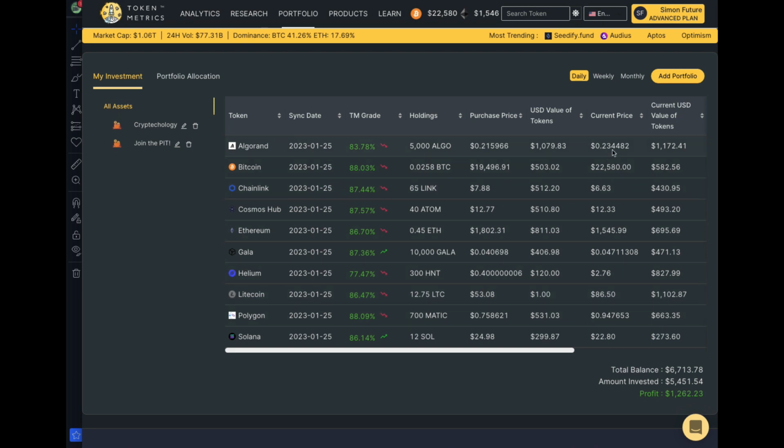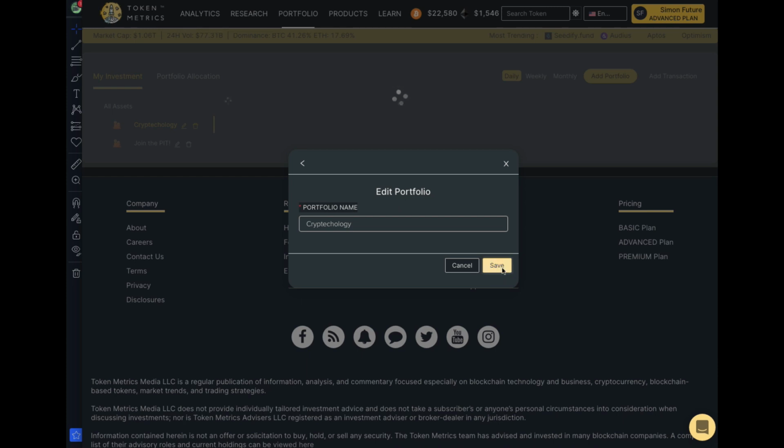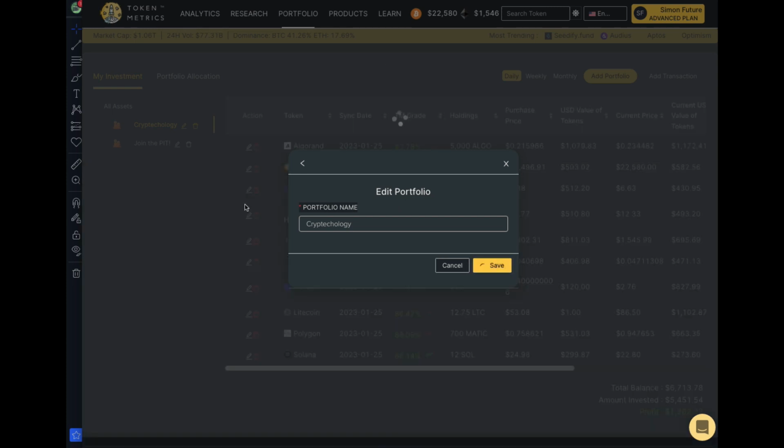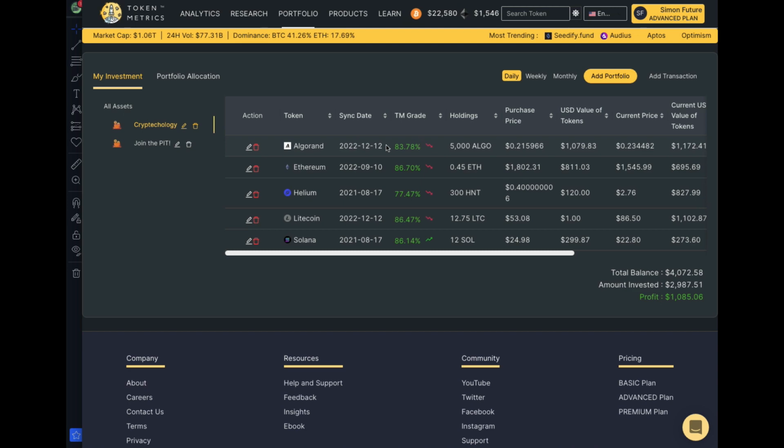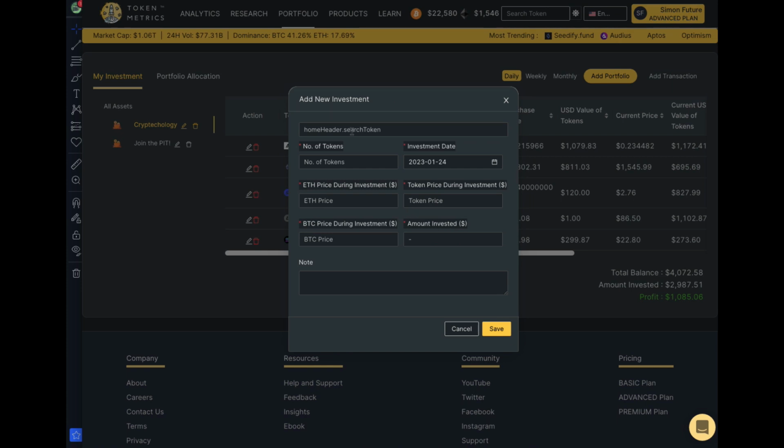Algorand was one that we talked about a lot. We got in at 21 cents. Actually, I think we got in lower than that, but we're saying 5,000 Algo at 21 cents. We have more than that, so this needs to be updated. Let me do that right now. I don't know if I can upgrade or I just need to add. Maybe I need to just say number of tokens. Let's add another 5,000.